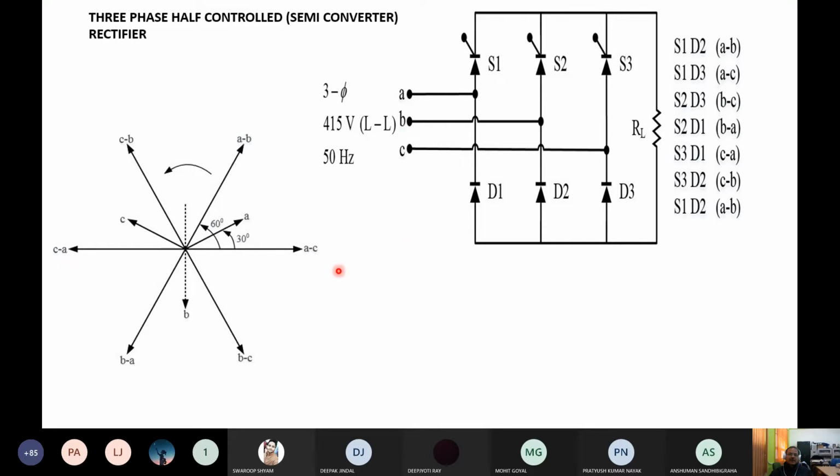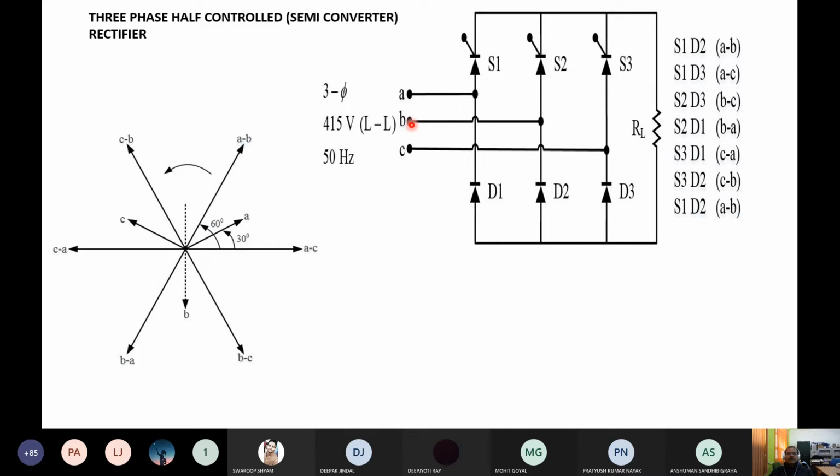Here C is maximum negative. But A is still maximum positive, so thyristor 1 will continue to conduct. Just see here, A is present in both AB and AC, but the current is shifting from D2 to D3. So we trigger S1. After this instant, AB is maximum positive. You trigger S1. This is the return path, B automatically through diode D2.